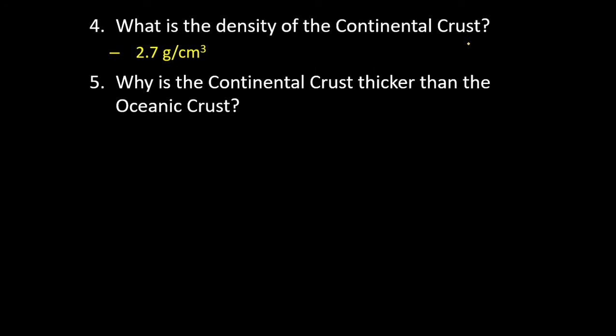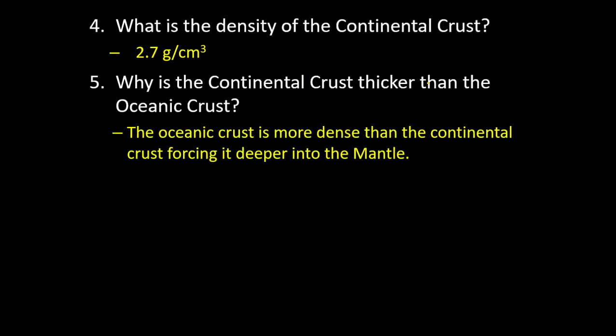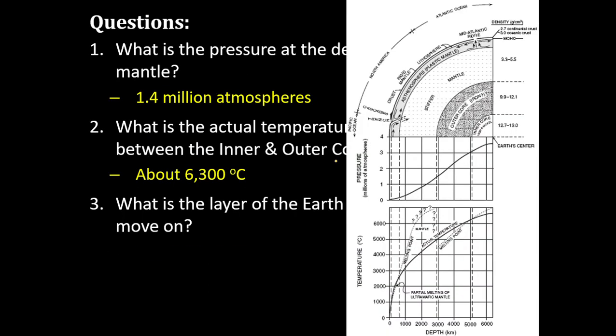And now, finally, number 5. Why is the continental crust thicker than the oceanic crust? Well, why does that happen? Because the oceanic crust is going to be more dense. So it's actually going to sink deeper into the asthenosphere, and the bottom part is going to melt. Since it is more dense, it's going to sink down, forcing it deeper into the mantle, that asthenosphere, where it melts, and you don't have as much solid material. So your continental crust, because it is less dense, is going to float higher, and there's going to be more of it. Okay, now that takes us to the end of this part of the topic.